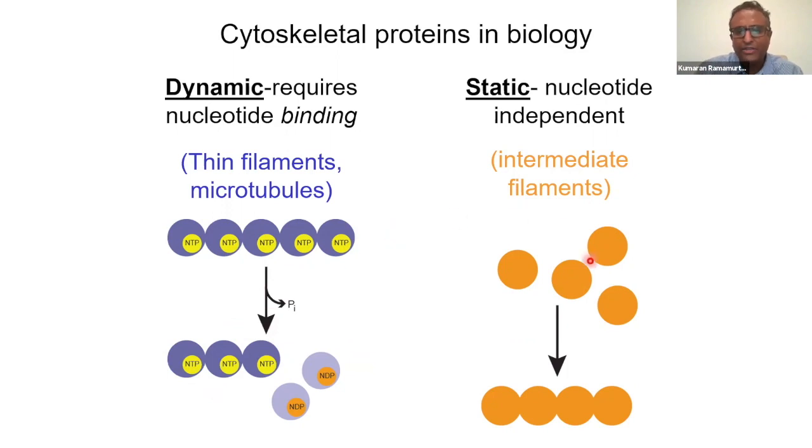On the other hand, you have these static cytoskeletal proteins called intermediate filaments. These are things like keratin in your fingernails. What they have in common is that they spontaneously assemble without the requirement for a nucleotide. And pretty much once they assemble, they'll stay assembled and they won't disassemble again.